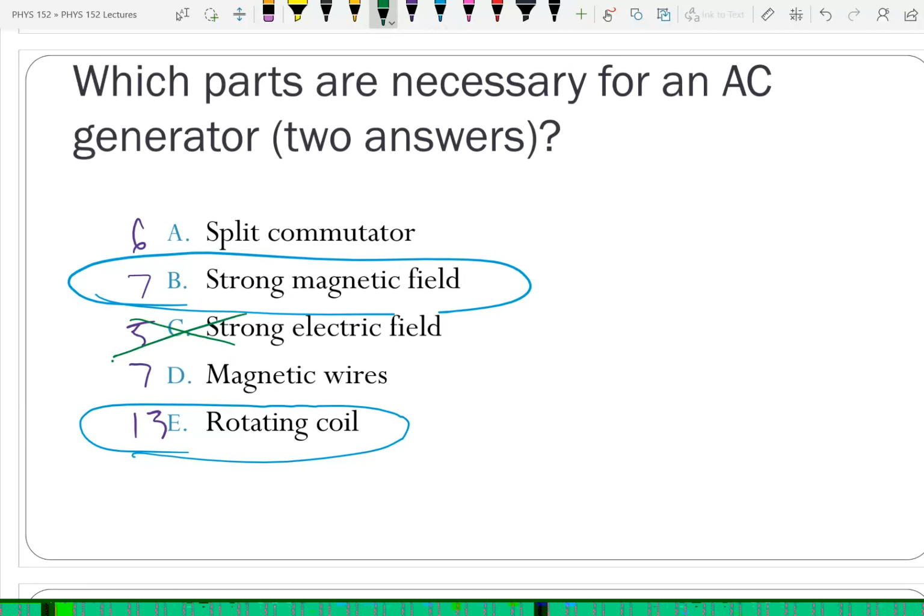Electric field, you're going to create an electric field, sure, but that's not part of what you need for the electric generator. You need a magnetic field. Magnetic wires? No, magnetic wires would be a problem. They would cause us difficulties. Split commutator, when do we need a split commutator? When we want direct current, DC. When we want direct current, that's when we have the split commutator. Or when we wanted a DC motor, we needed a split commutator.